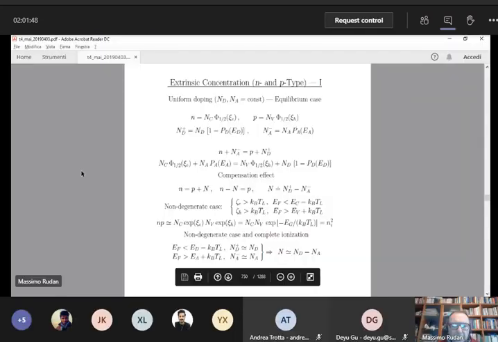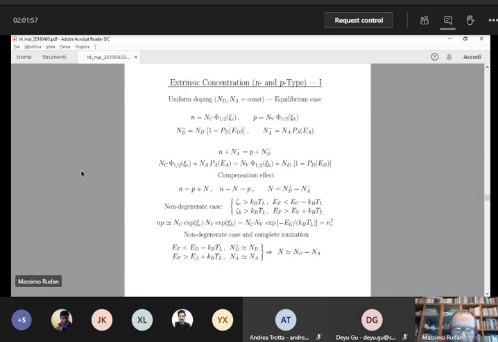And we must consider the case in which both the donor and acceptor dopant concentrations are present at the same time, but still with uniform concentration.